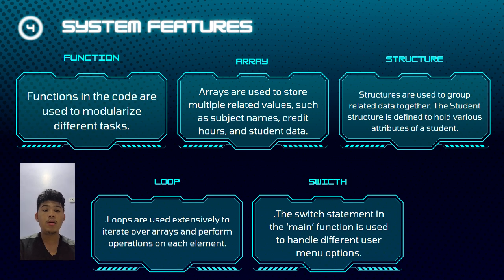For loops are used extensively to operate over arrays and perform operations on each element. For switch, the switch statement in the main function is used to handle different user menu options.